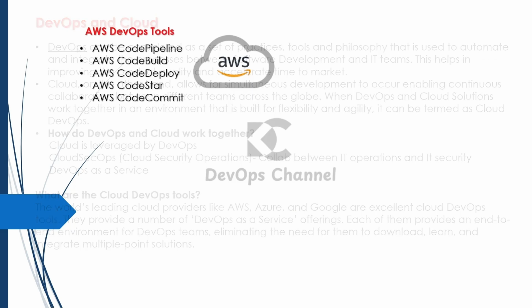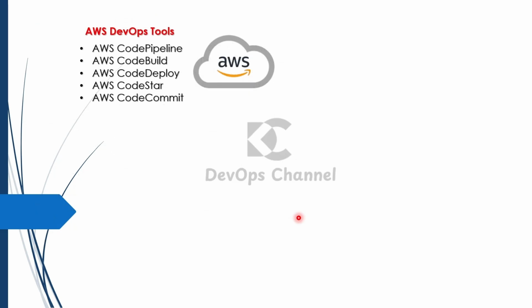Okay, now if you'll talk about AWS, so AWS provides AWS CodePipeline. So basically it builds, tests, and deploys code every time there is a code change, based on the predefined release workflow model. Okay, next one is CodeBuild. So it basically compiles the source code, runs the tests, and generates ready-to-deploy software packages.